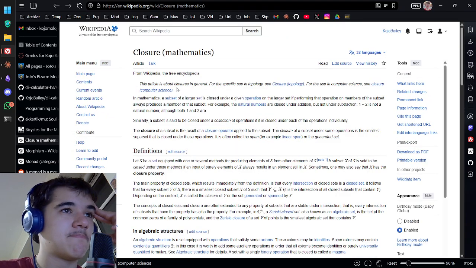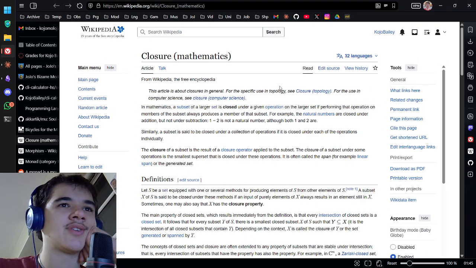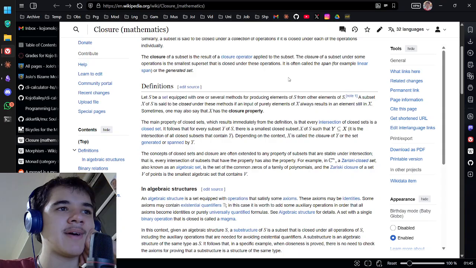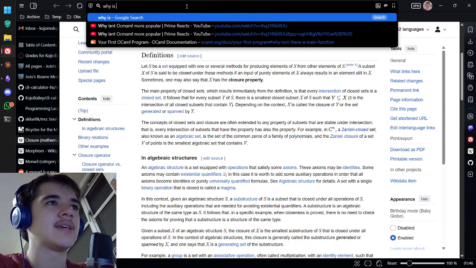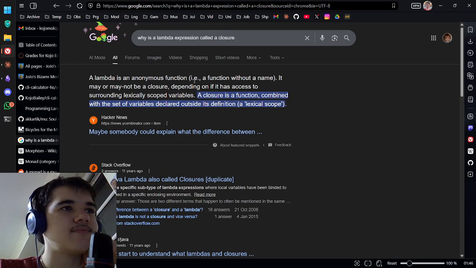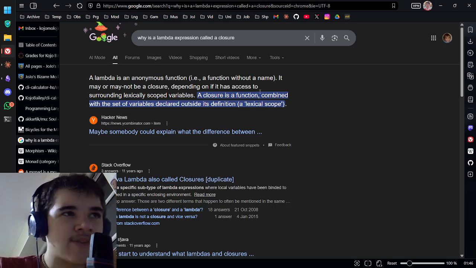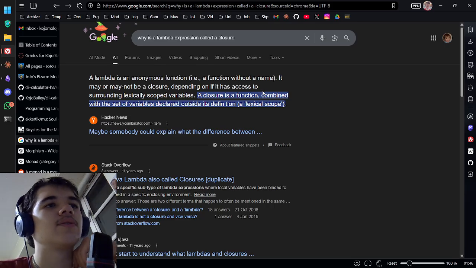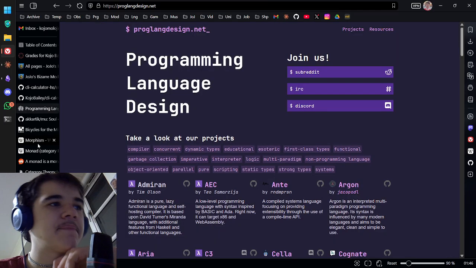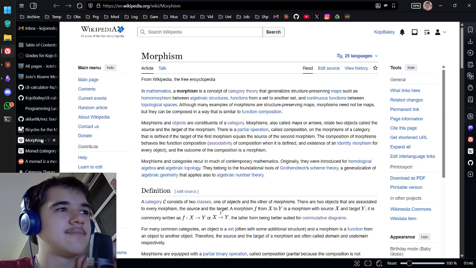Anyway, and a closure. A subset of a larger set is closed under a given operation on the larger set if performing that operation on members of the subset always produces a member of the subset. Yeah. Why is a lambda expression called a closure? Oh, it may not be a closure. Okay. Depending on if it has access. A closure is a function combined with a set of variables declared outside its definition. Oh, never mind then. Okay. We're getting scarily close to, well, let's not speak too soon.